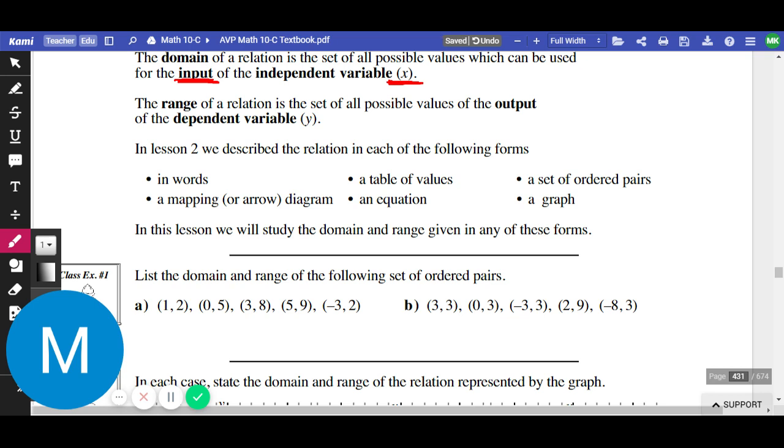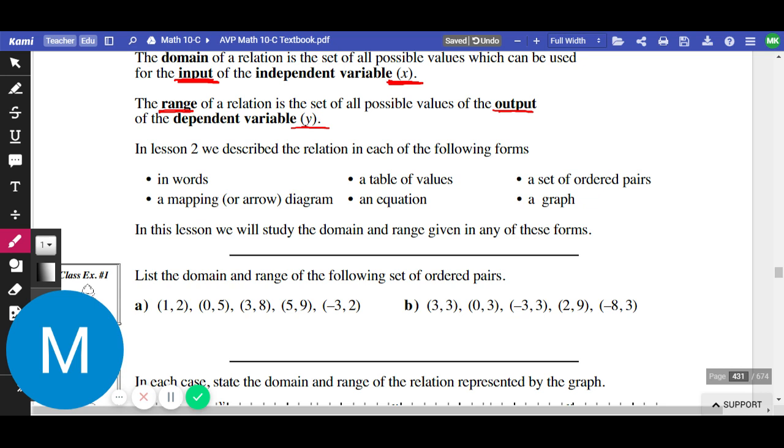On the flip side of that, range is asking for possible output values. So if I say, okay, what's the range of this graph? What I'm saying is, what are the possible y values for this graph? Because range, output, and y values are all talking about the same thing. Outputs are y values.